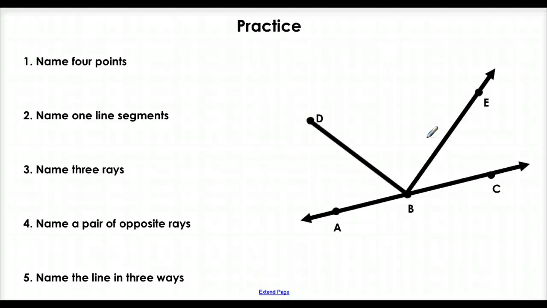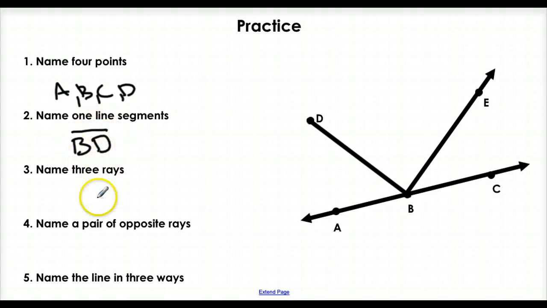All right, let's get done with our practice. Name 4 points. Easy. Pick any 4 points on here. A, B, C, and D. Name 1 line segment. Well, these all go on forever, so it can't be this because it has an arrow. It can't be this because it has an arrow. But this is a line segment, so we would call this BD, and we put the line because that's how we name it. Name 3 rays, okay? It has to have an endpoint and go in 1 direction forever. So BA goes on forever. We could say BC, I remember we labeled this correctly, and also BE.